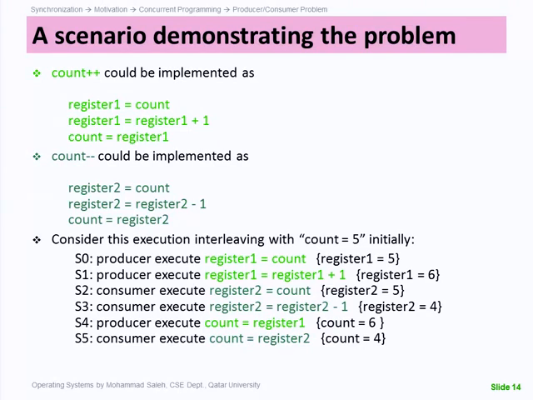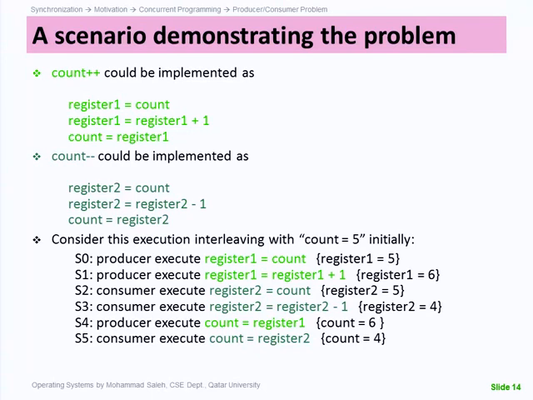Context switch. Now, who's running? Consumer calling remove. In particular, now executing count minus minus. And that will result in moving the value of count into register 2. So register 2 has 5. Decrementing register 2, now register 2 has 4. At this point of time, I have a context switch. So count is still 5, right? In the code of the insert and remove, count is still 5. However, register 1 is 6 and register 2 is 4.